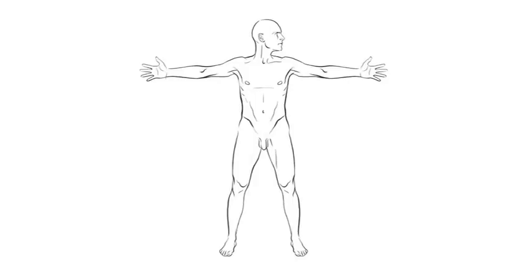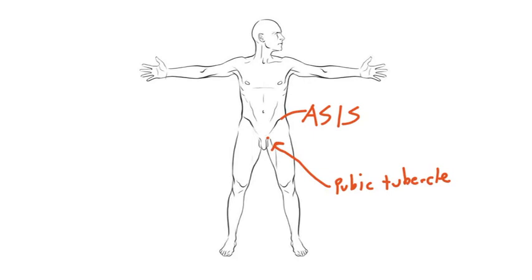The inguinal ligament starts at the anterior superior iliac spine, or ASIS, which is in this area, and the ligament continues distally and medially until it reaches the pubic tubercle, down here. Now let's take a closer look at the actual structures in this area.